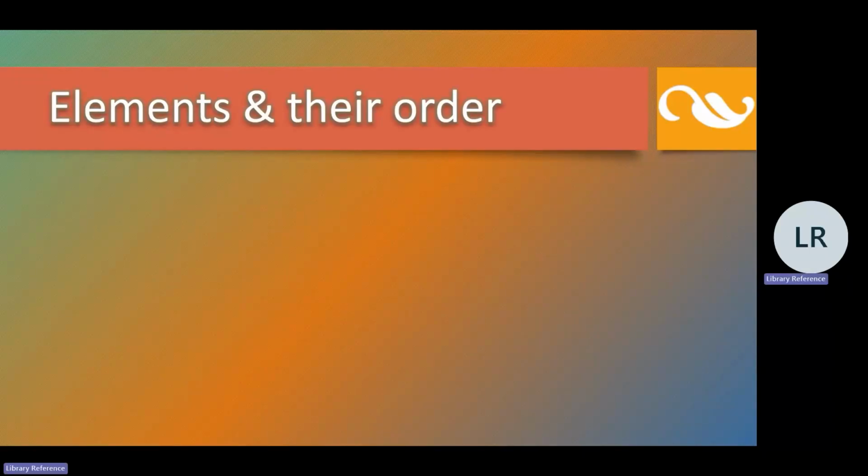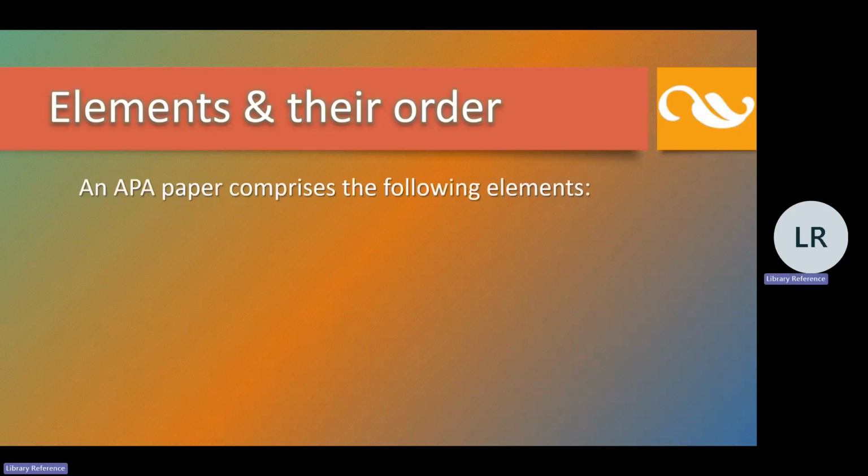Now, let's move to something else. Let's move to the elements that are included in an APA paper, and let's also discuss the order in which they should appear. So APA papers have specific elements, specific parts. Okay, let's see what these are. First of all, a title page. Every APA paper has a title page.